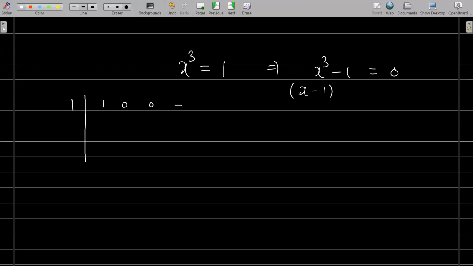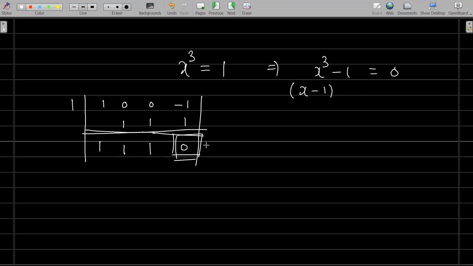Or use the quadratic formula. So I hope all of you have done this synthetic division in schools, right? Maybe 8th standard, 9th standard. So this is 1. And get 1. 0 plus 1 is 1. 1 into 1 is 1. 0 plus 1 is 1. 1 into 1 is 1. I get the last part as 0.